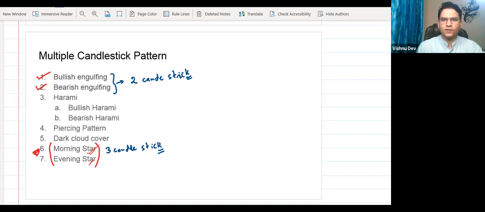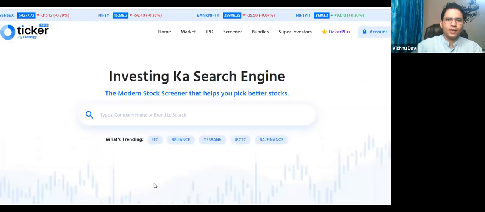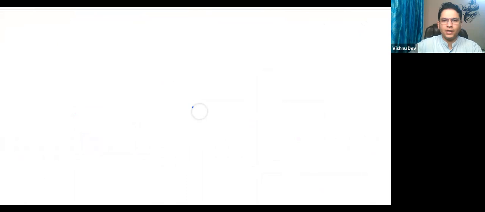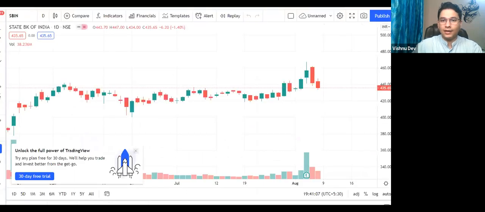Yes. So before moving to another candlestick pattern, I want you to observe a chart of one company. So let us see the chart of that company. I think the candlestick pattern of that company on Thursday and Friday was very, very interesting.